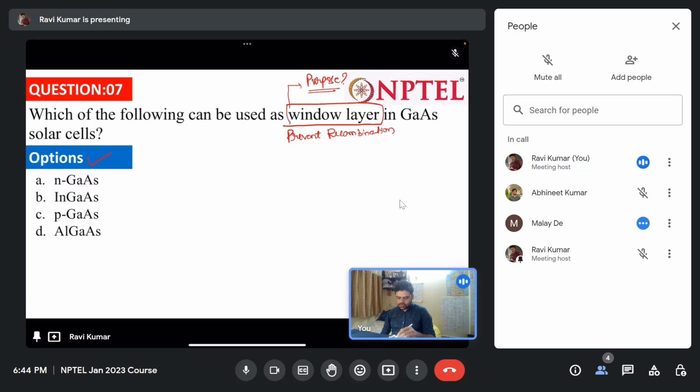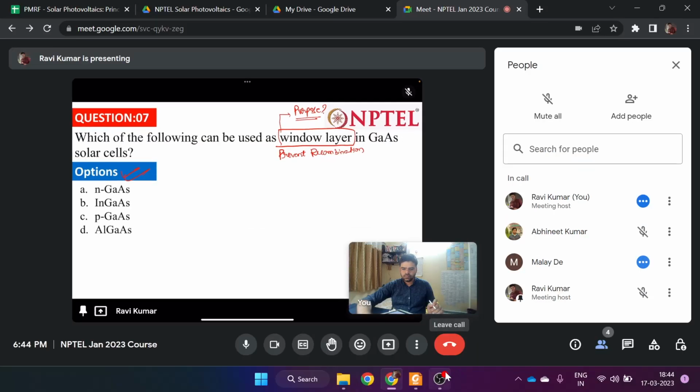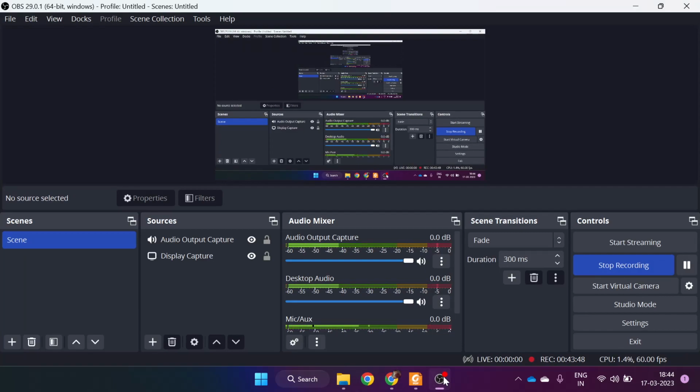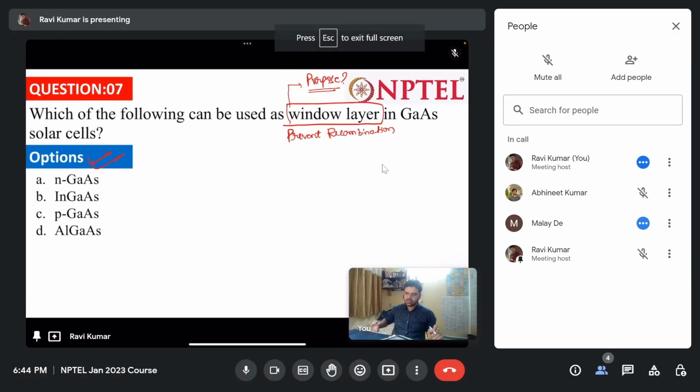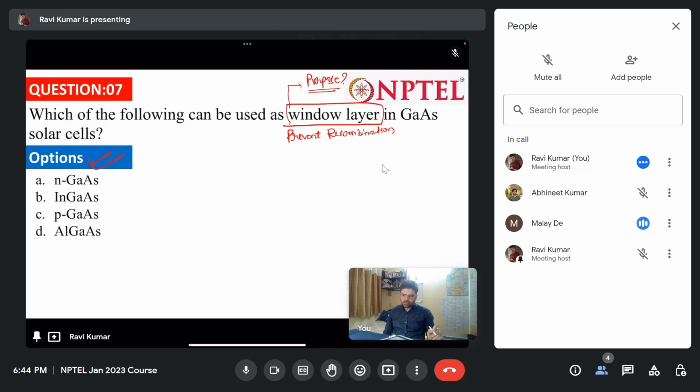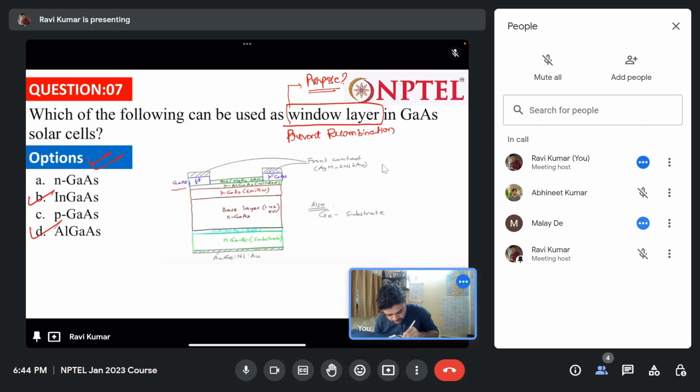So these are the options. Which among them can be used as a window layer? A and B. A and C. InGaAs and AlGaAs. B and D. B and D. See, this is the structure, and this particular one is our window layer.